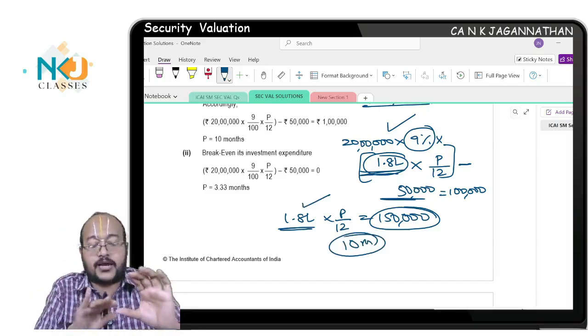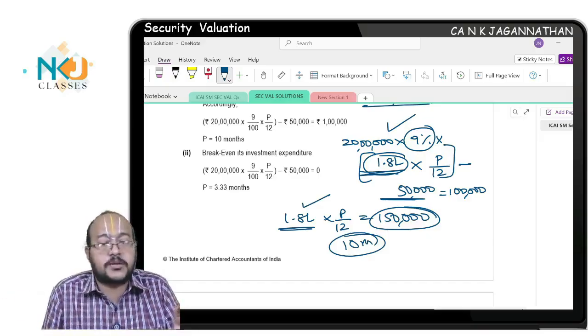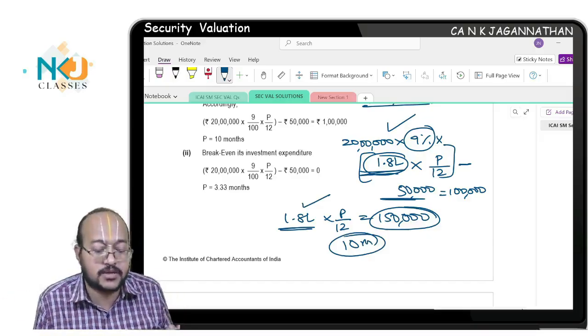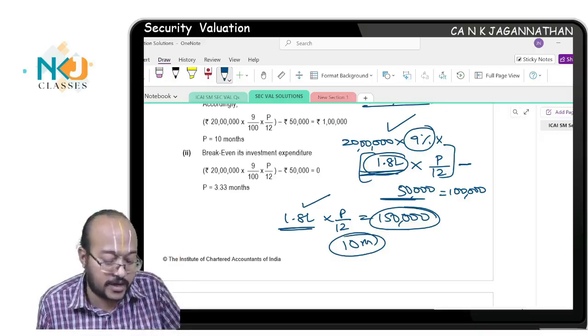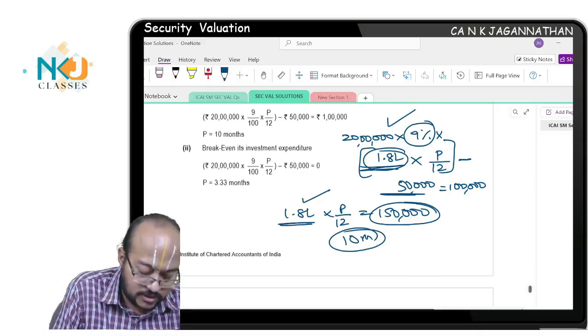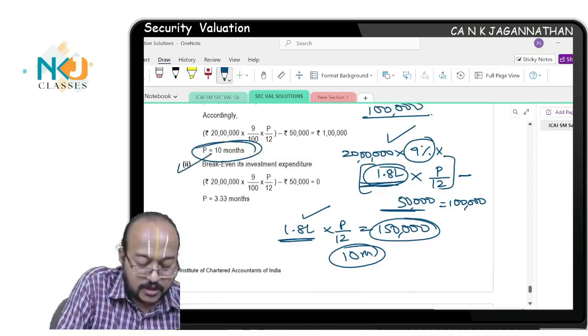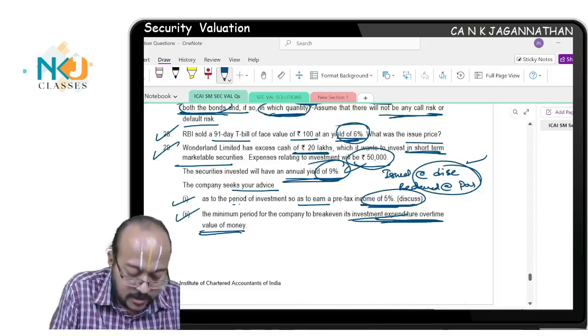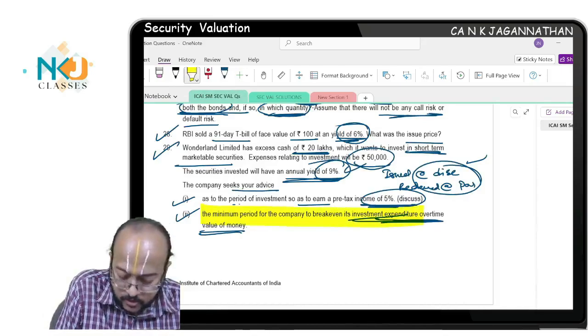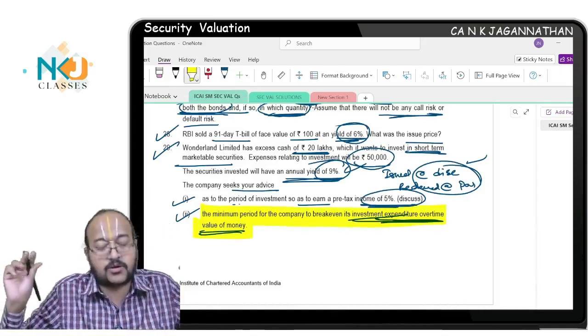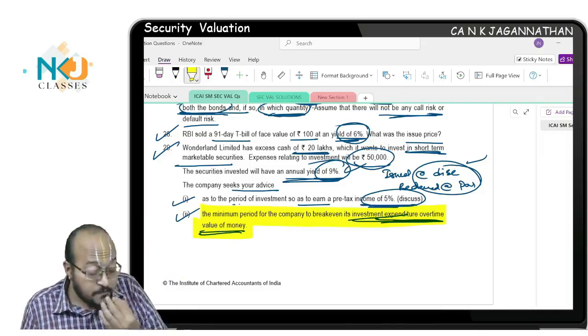Out of the 1.5 lakhs, 50,000 will be covered as expenses. The net of expenses is 1 lakh income. Are you understanding? So this is what they have given. P is 10 months, they have calculated. Next, they are asking for the minimum period for the company to break even its investment expenditure over time.